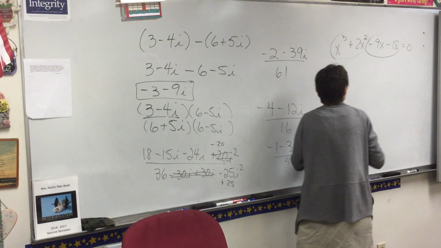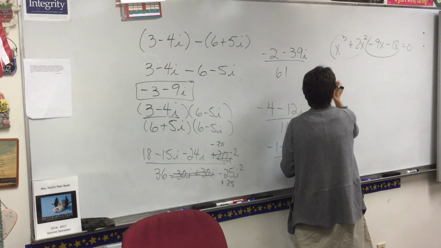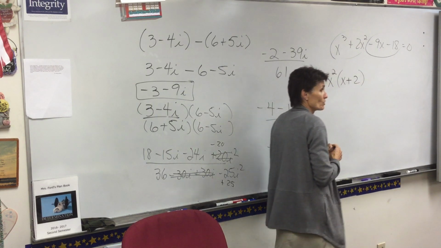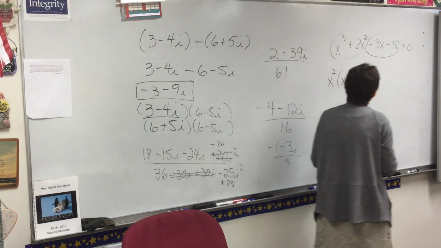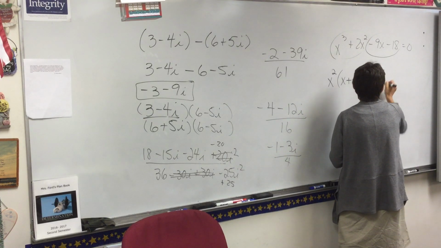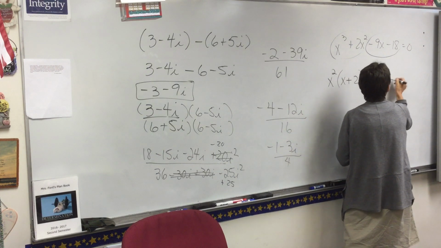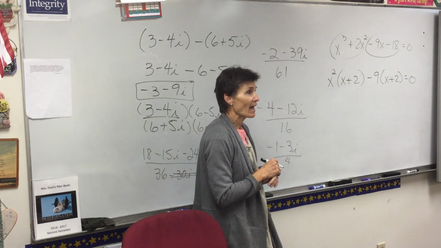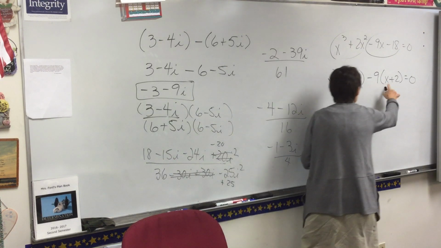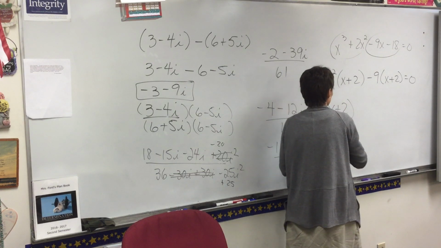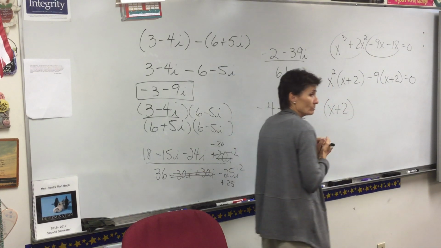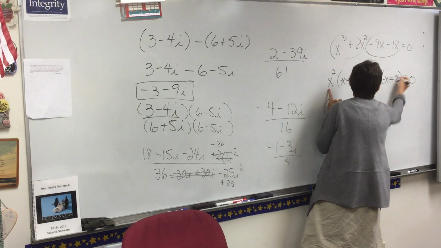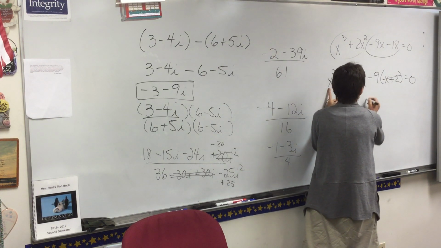So there are my two groups. In the first group, I can take out an x squared, and I'll be left with x plus 2. In the second group, I'll take out a -9, and that will leave me with x plus 2, which is great news because if I'm factoring by grouping, these have to match, and they do. So I write it down, and then I write down everything else. Everything else is x squared minus 9.